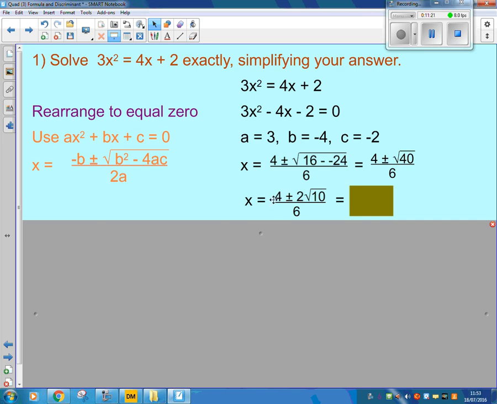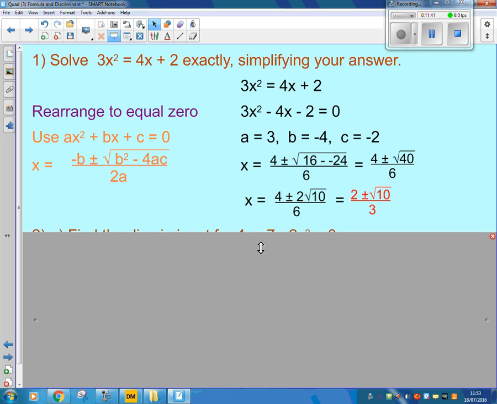Now we can cancel. We can't cancel anything inside the square root with things that are outside, but we can cancel the other parts outside the square roots. And so you can cancel by 2, and you're left with 2 plus or minus root 10 over 3. Divided by 2, each of those numbers, but keeping it as root 10.